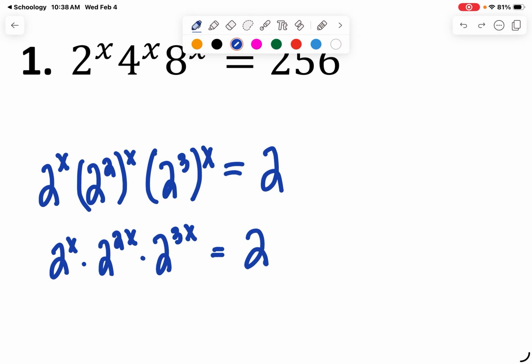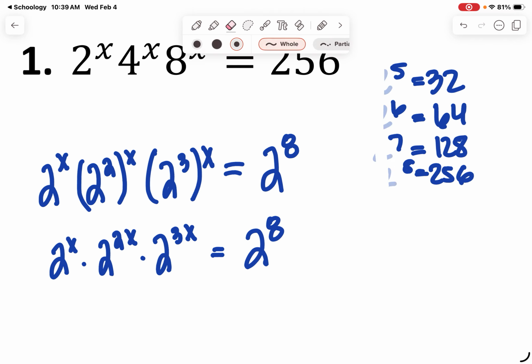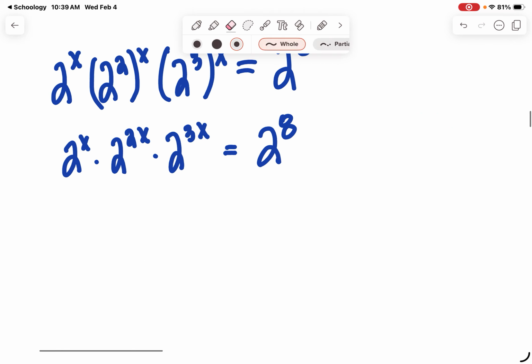So I know 2 to the 5th power is 32. 2 to the 6th power is 64. 2 to the 7th power is 128. So 2 to the 8th power is 256. There's my brain thinking. This is 8th power, okay? And I'm going to erase my brain thinking right here because I don't need it. All right, so now I'm at this point.